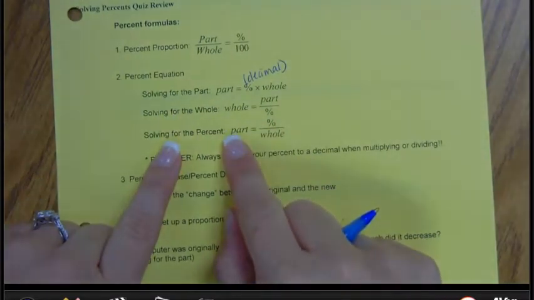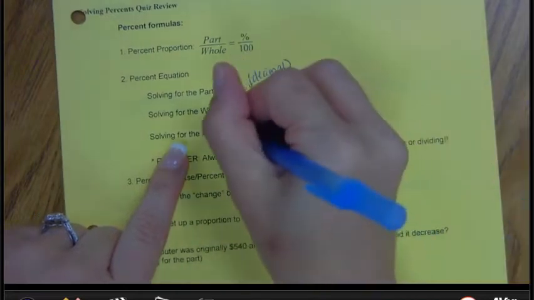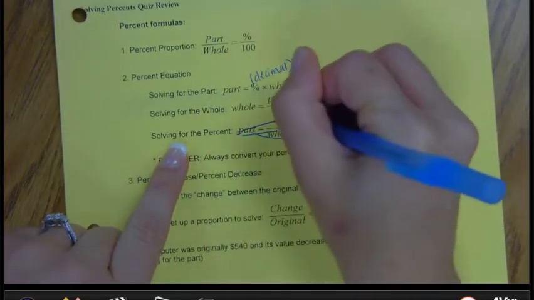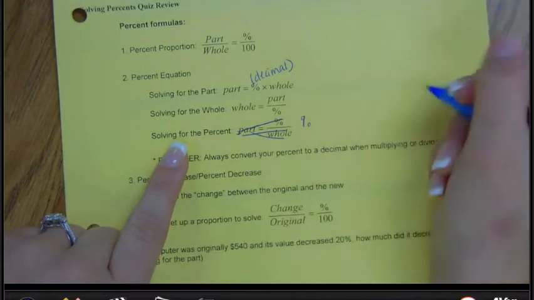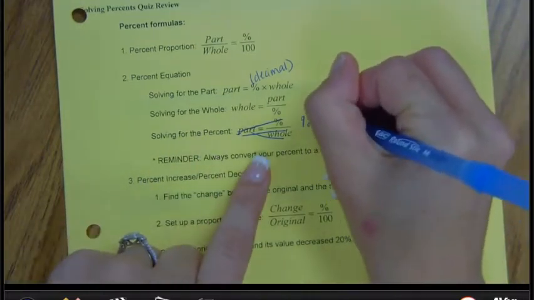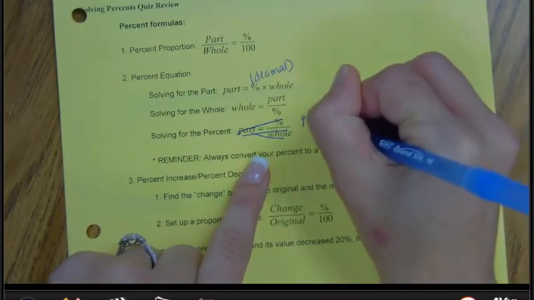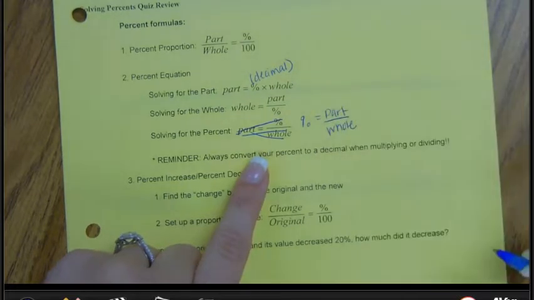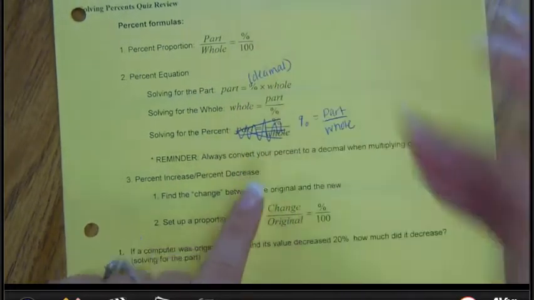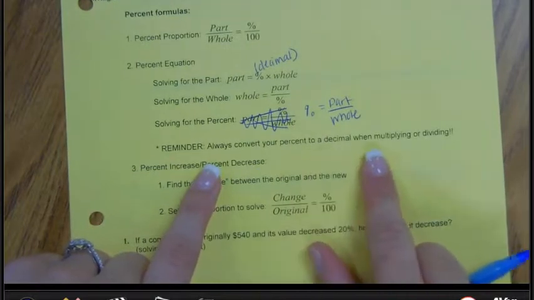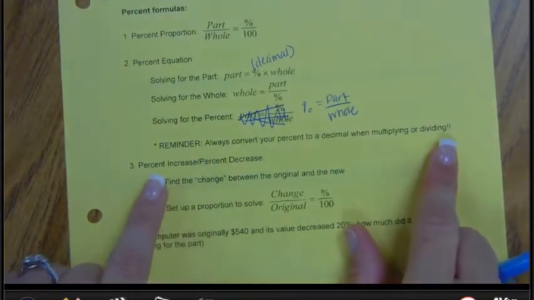To solve for the percent, let's go ahead and change this here. To solve for the percent, it's going to be percent is equal to part over whole. Okay, we kind of messed up here, so just mark that out. Reminder, always convert your percent to a decimal when multiplying or dividing.